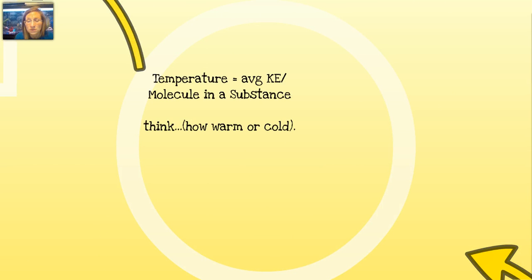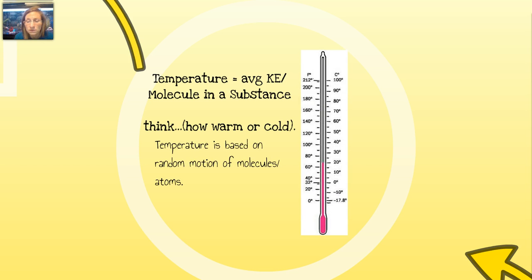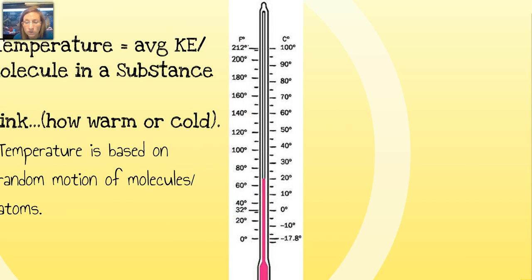When a substance is heated, we say that the temperature is raised, or we think of how warm or cold something is when we think of temperature. But it's not only that, it's the average kinetic energy per molecule in a substance, and that's what you have to remember. Temperature is based on the random motion of these molecules and atoms, which is why when we use a thermometer to measure the temperature of something, the liquid in the thermometer moves up. The molecules in that liquid are getting heated up, they're getting excited, they're moving around a lot more, and the only way for them to move is up. So the scale is here to give us an indication of just how much temperature that substance has.